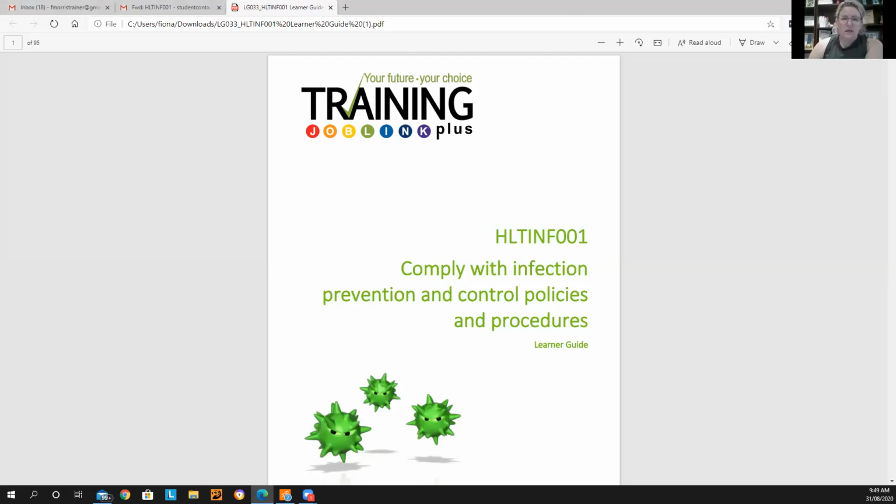Okay, here we are. So with this particular unit, you will find that you have the activities, a UPK, but you also have a workplace observation and a third-party report. So we'll go through that later. Let's just go through the unit for now. Comply with infection prevention controls and policies and procedures.